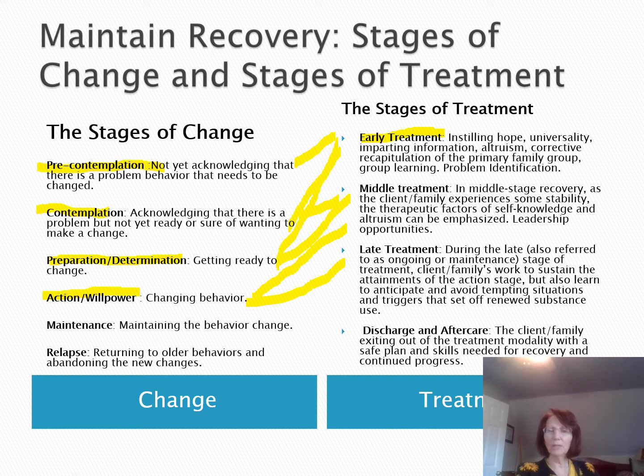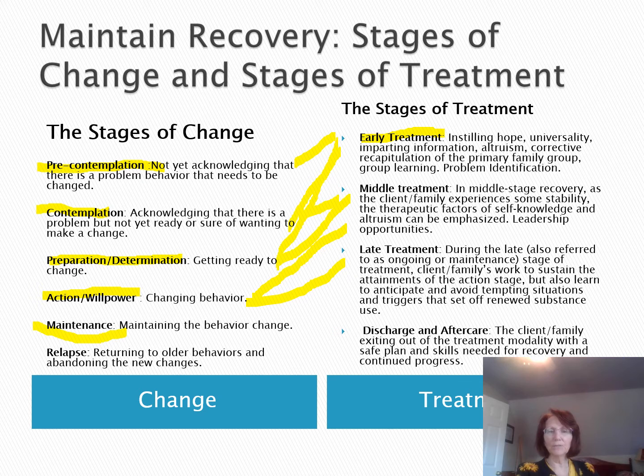The client family works to sustain the attainments of the action stage. So they do the work, they put their feet to the pavement, they are going to meetings, they are using their coping skills, they are going through trial and error, they are describing their emotions to you. And they're starting to anticipate and avoid tempting situations and triggers that set off a renewed substance use experience. So they're starting to develop their own personal relapse prevention plan and use that.